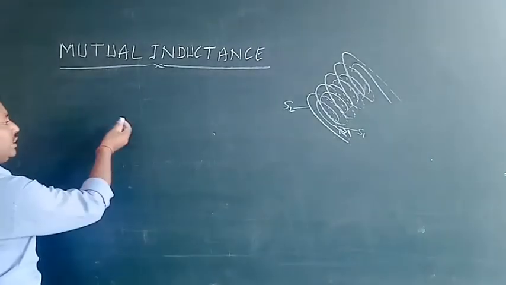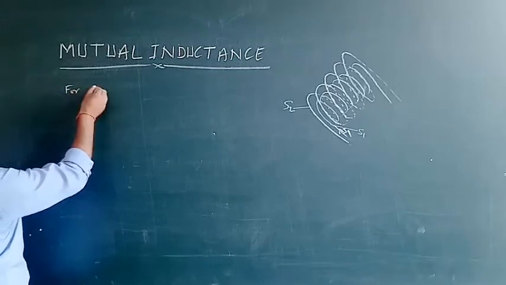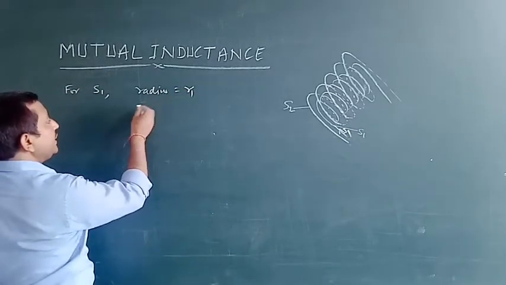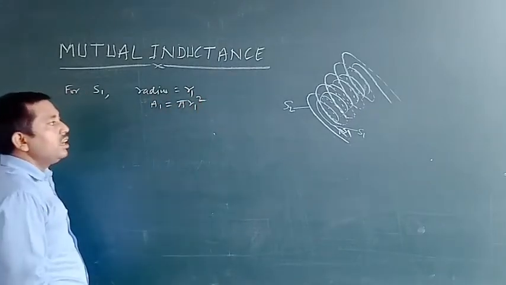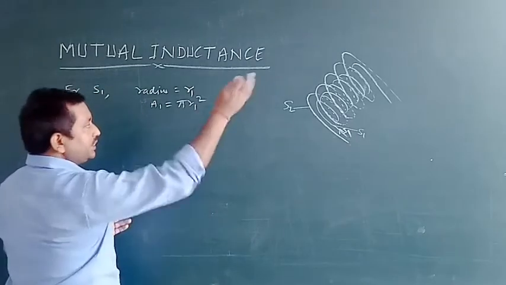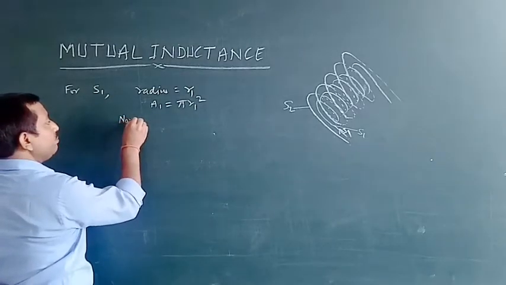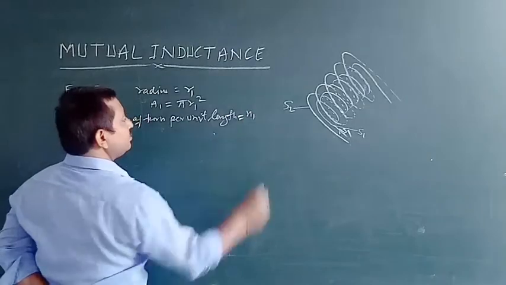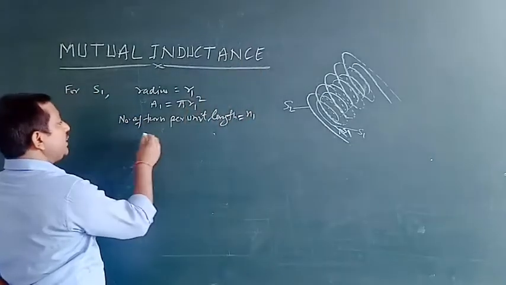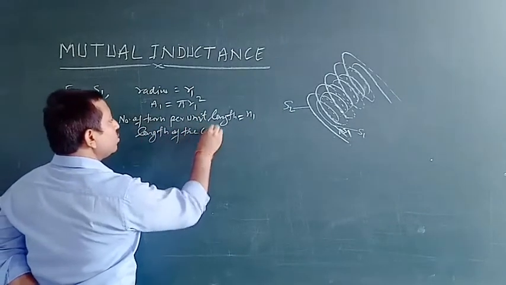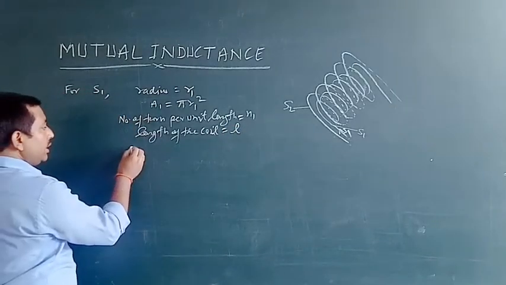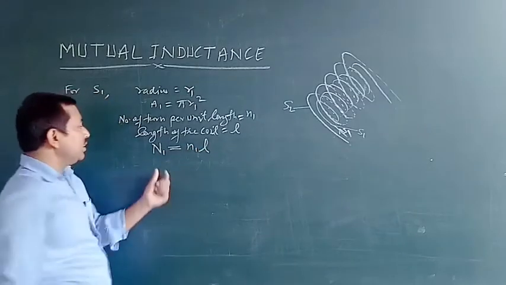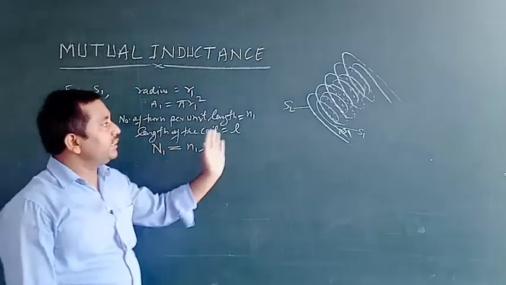Let us take the radius of the first coil S1 equal to R1, and then the cross section area becomes pi R1 square, and the number of turns per unit length can be taken as n1, okay, and the length of the coil is L. If we represent N1 as the total number of turns, then N1 will be equal to n1 L. Here this N1 is the total number of turns present in the inner coil.